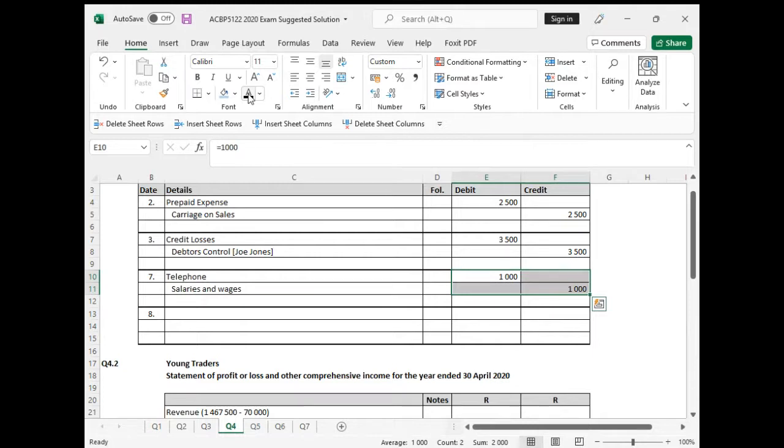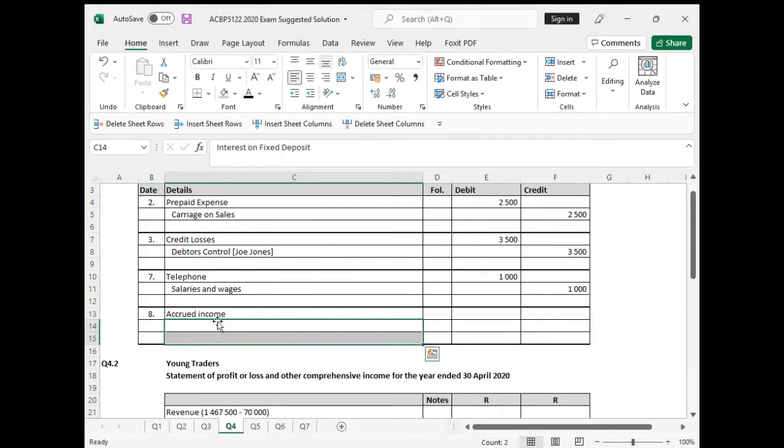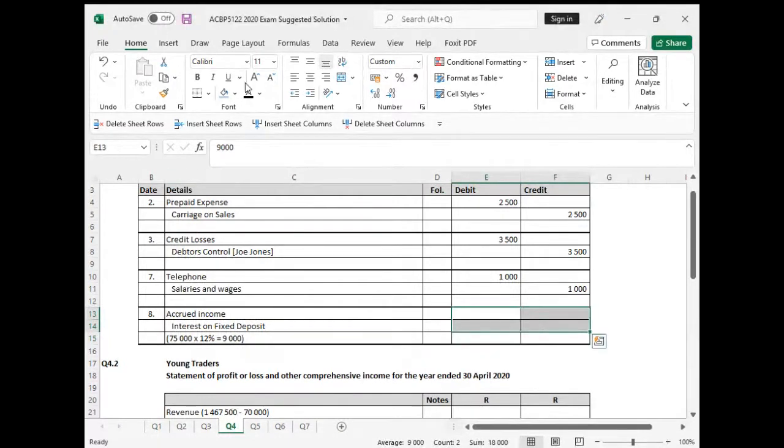And then number 8 is the interest we still need to account for. Now, because it's a fixed deposit, you would say debit accrued income, so it's income that we have not received as yet, but will still receive. We would credit the interest on fixed deposit. Interest income would also be correct, and then you do the calculation, which is 9,000 Rand. Okay, so you can see here what they've done is they've actually prompted you to do the journals in order to do the corrections on your statement of profit and loss.